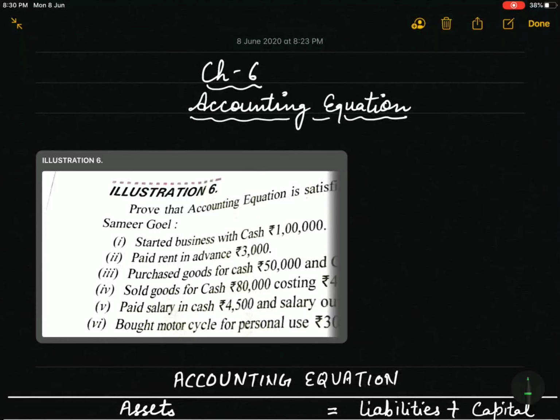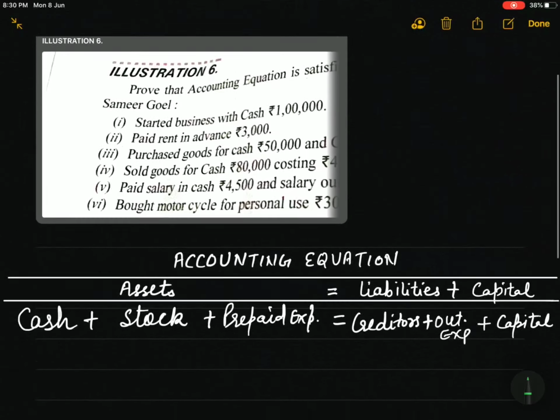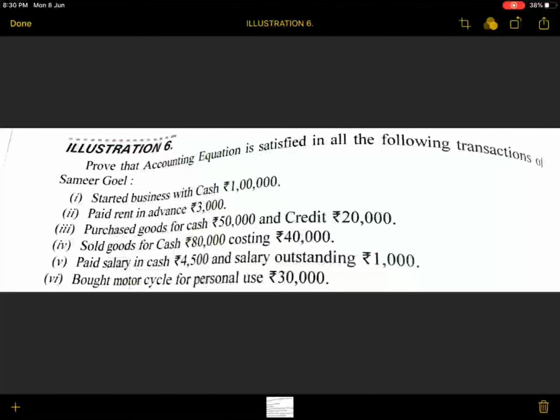Good morning. We had discussed illustration 2. Let's start the next illustration, the sixth illustration of chapter 6, accounting equation. The question is: prove that the accounting equation is satisfied in all the following transactions of Sameer Goyal.